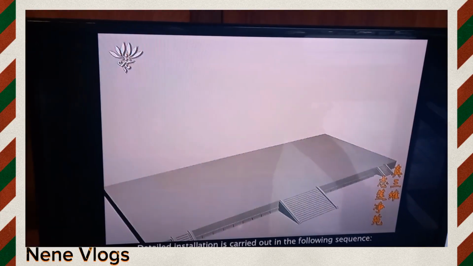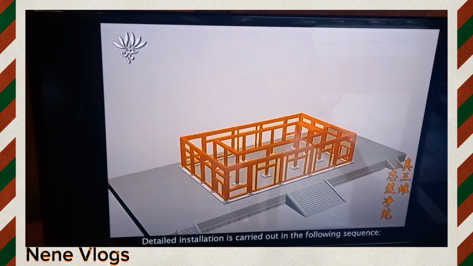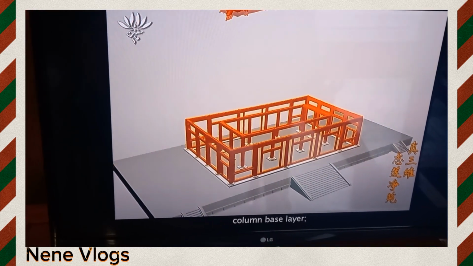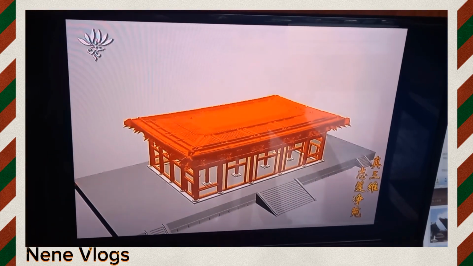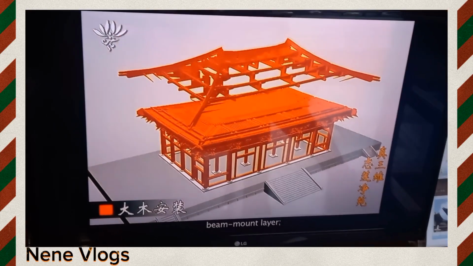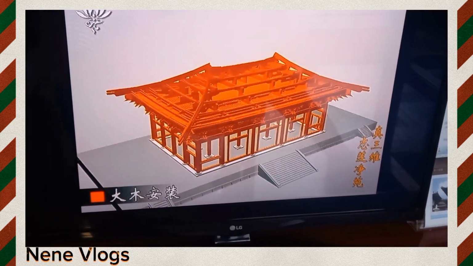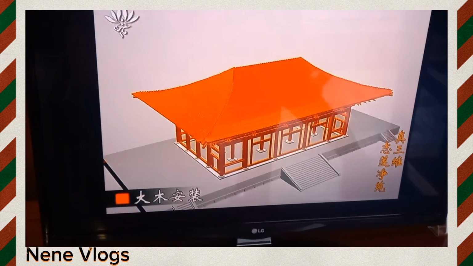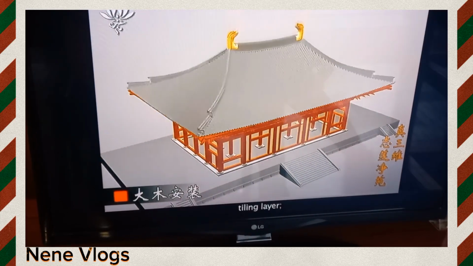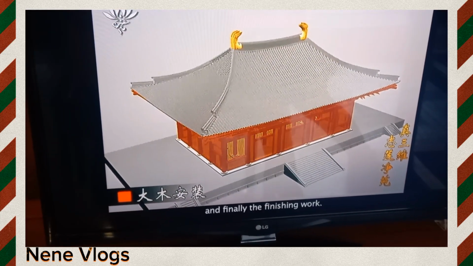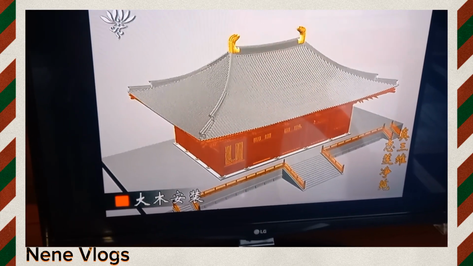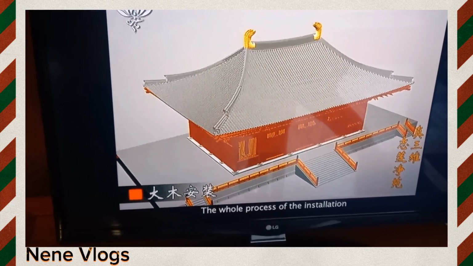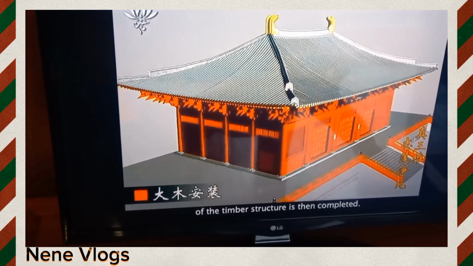Detailed installation is carried out in the following order: base layer, beam mount layer, roofing layer, tiling layer, and finally the finishing work. The whole process of the installation of the timber structure is complete.